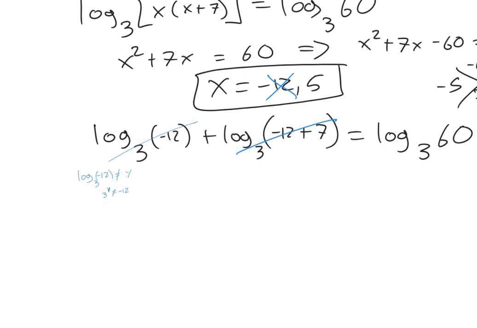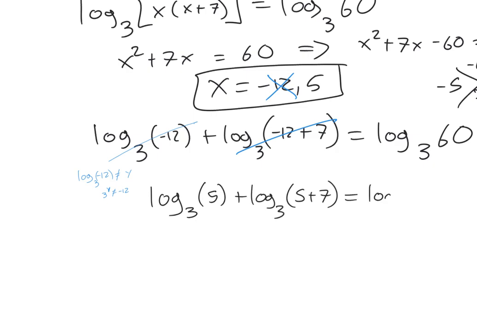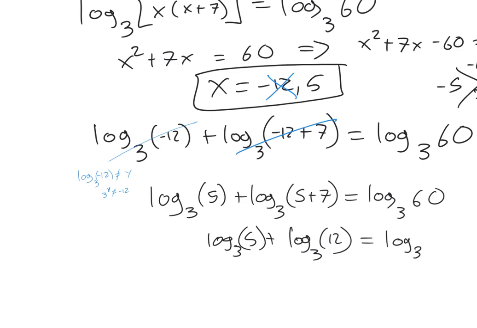That's okay, though. Let's try the other one. Let's try log base 3 of 5 plus log base 3 of 5 plus 7 and log base 3 of 60. Does that equal? So we end up with log base 3 of 5 plus log base 3 of 12 equals log base 3 of 60. And that checks out because we know from our log rules that a plus out here is multiplying on the inside, and 5 times 12 is in fact 60. So we're good.